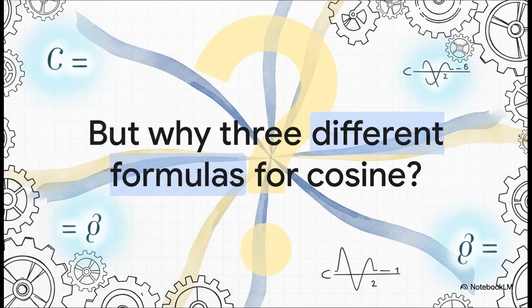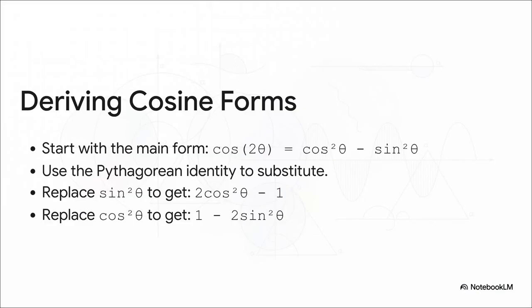Now, I know what you might be thinking. Great, 3 formulas for cosine, more stuff to memorize. But trust me on this, having 3 options isn't a burden, it's a huge strategic advantage. It actually makes solving problems way, way faster. So where do these other 2 even come from? Well, they come from another tool you've definitely seen before, the Pythagorean identity. Yeah, that one. By just rearranging that famous identity, we can take our main cosine formula and do a clever little swap. We can either sub out the sine squared term to get a formula that only has cosine, or we can sub out the cosine squared term to get a formula with only sine. It's this power to substitute that gives us those other 2 super useful variations.